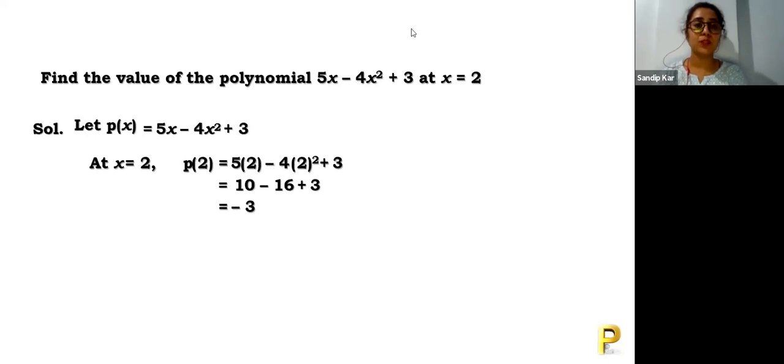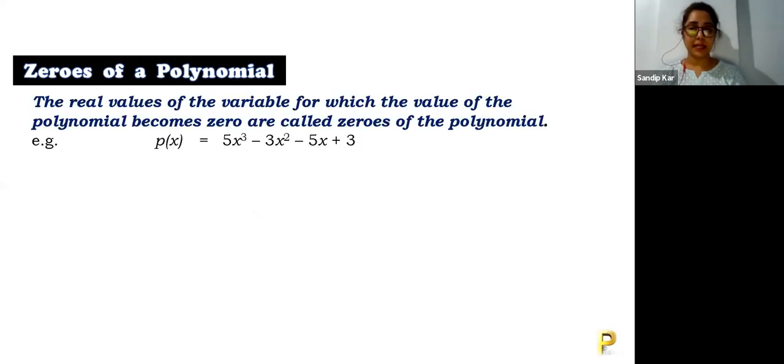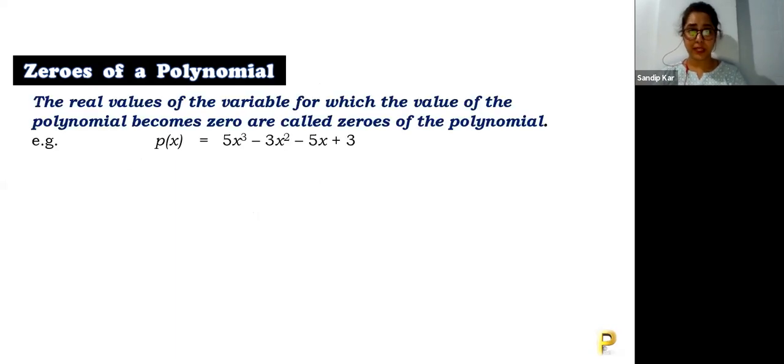Let's move towards the next topic, zeros of a polynomial. Now what does that mean? This topic is quite important. I'll tell you the explanation of the zeros of a polynomial first, and then we'll solve some questions also. So what is zeros of a polynomial? The real values of the variable for which the value of the polynomial becomes 0 are called zeros of the polynomial.